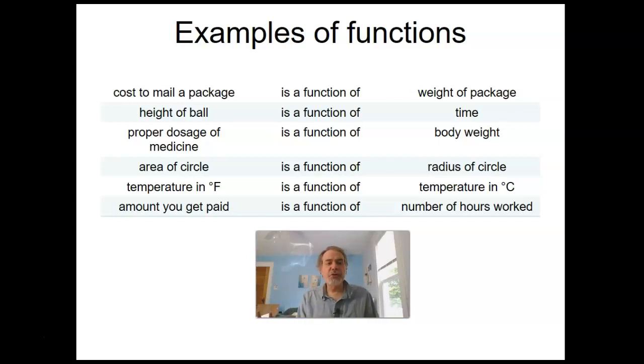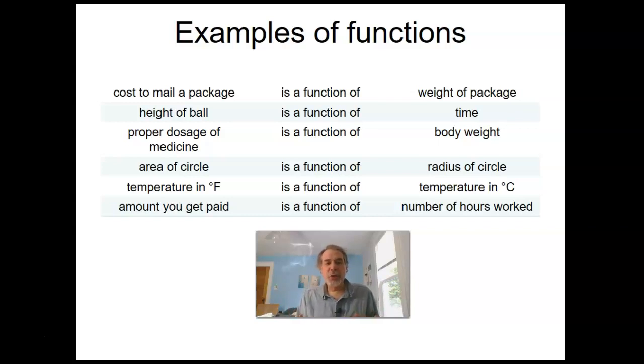The proper dosage of medicine might be a function of a person's body weight. The area of a circle is a function of the radius of the circle. Maybe you're familiar with the formula area equals pi r squared. So you can plug in a number for r, the radius, and that will tell you the area of the circle.